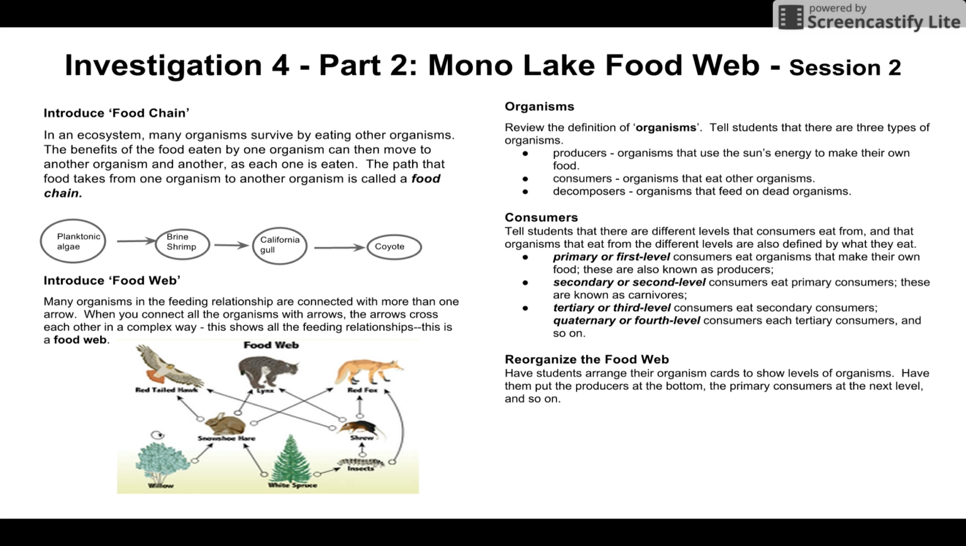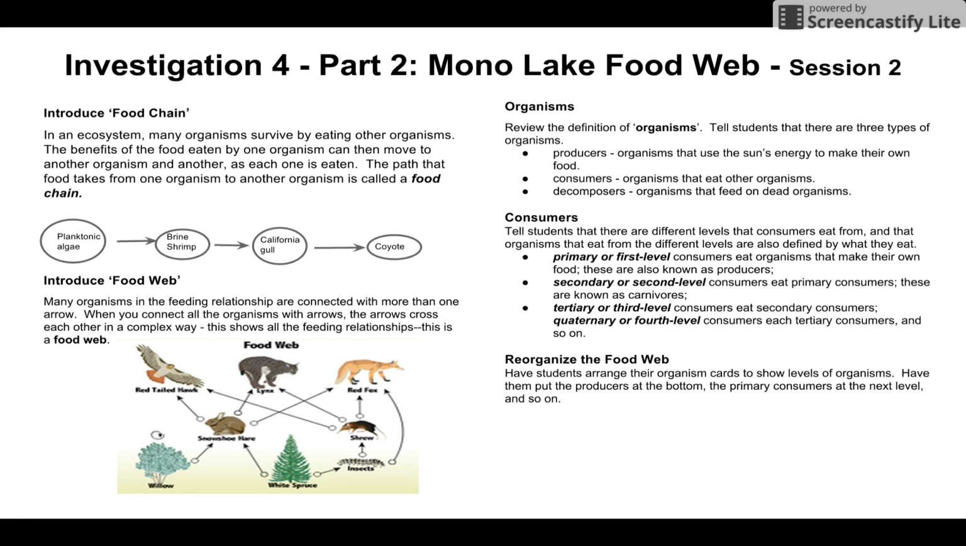Review the definition of organisms. Tell students that there are 3 types of organisms: producers, or organisms that use the sun's energy to make their own food, along with other factors. Consumers are organisms that eat other organisms. Decomposers are organisms that feed on dead organisms.